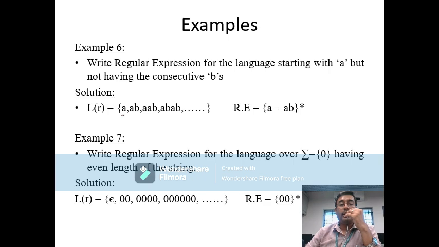So I can take single A, AB, AAB, AB. But continuous, for example ABB, like this it should not have. It can have like AB, AB. So this is allowed, but continuous B is not allowed. So this is how the language will be constructed. For this, the regular expression is (A plus AB) the whole star.